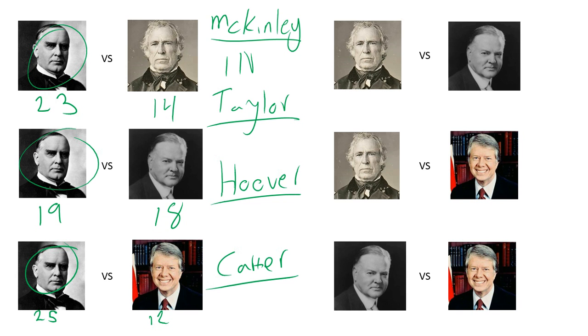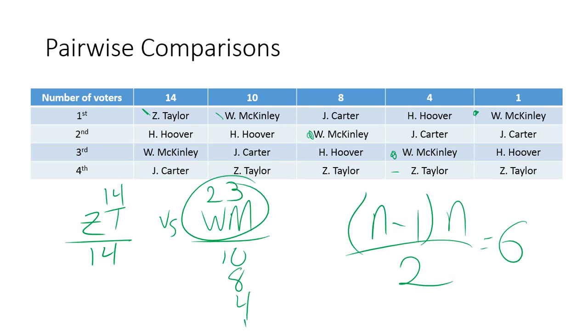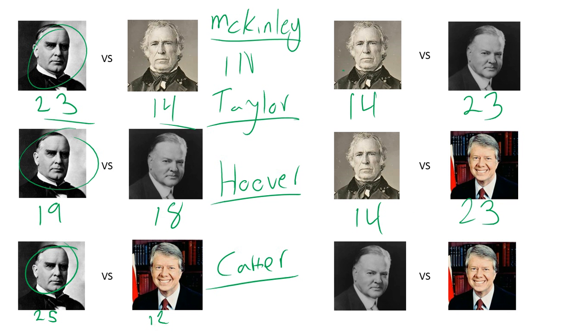Taylor against Hoover, and oh, look at that. Hoover wins 23-14, and Carter wins also 23-14. And as you see, all these are the same. If you look back at the preference schedule, Taylor finished last in every single one except for his 14. So that means everybody's going to get all the points that he did not get first in. And that's why they're all 23-14.